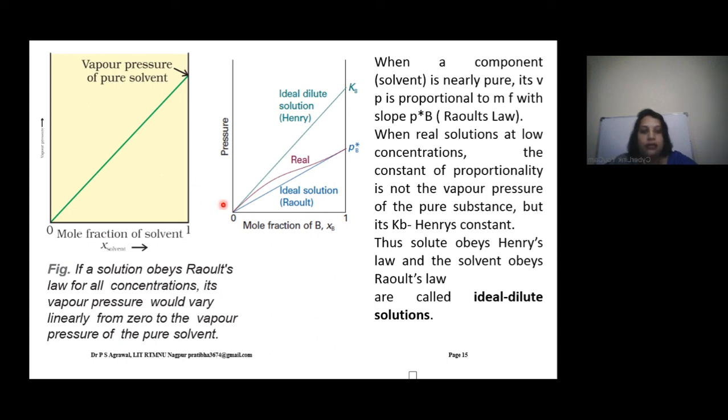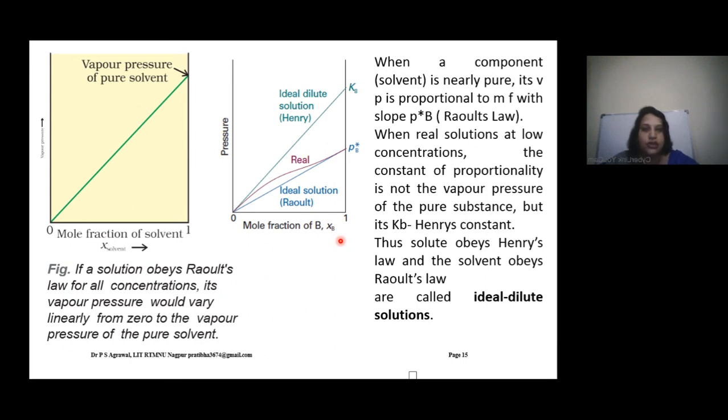Now Raoult's law can be stated as: for any solution, the partial vapor pressure of each volatile component is directly proportional to its mole fraction. When a component is nearly pure, this proportionality holds, this is Raoult's law. For a real solution at low concentration, the constant of proportionality is not the vapor pressure but becomes Kh, that is Henry's constant, which we have seen. If it is an ideal solution, we go with this. And if it is a very, very dilute solution, then we go with this. Such solutions are called ideal dilute solutions.